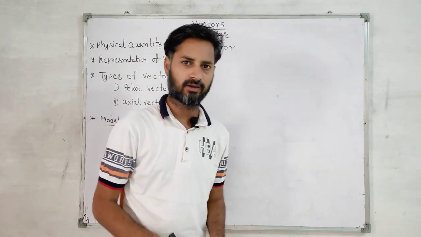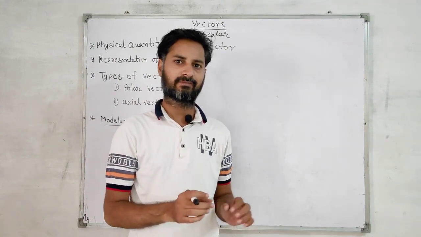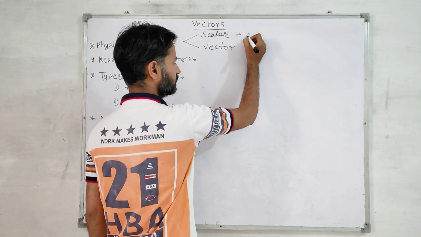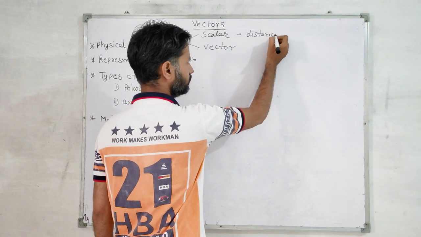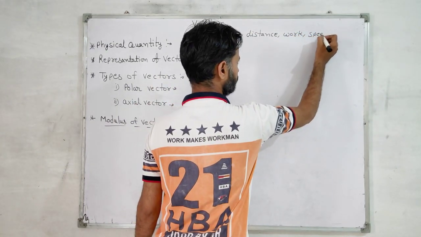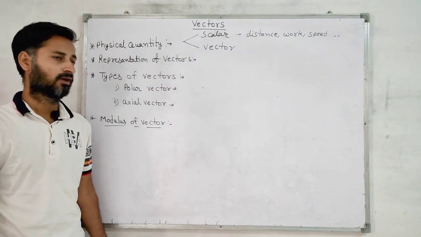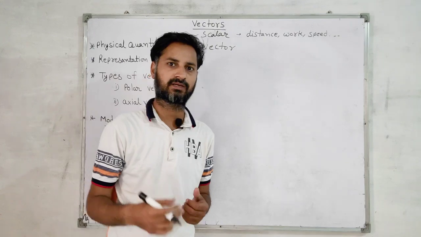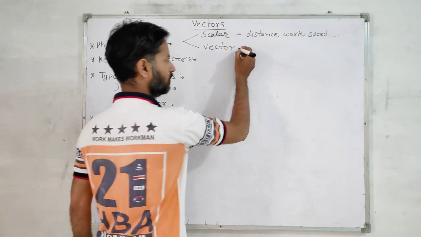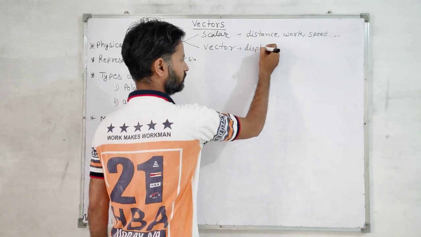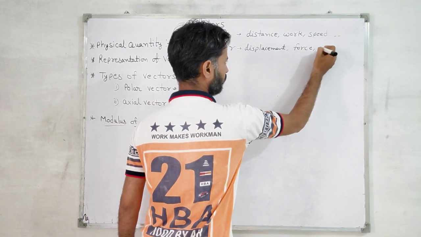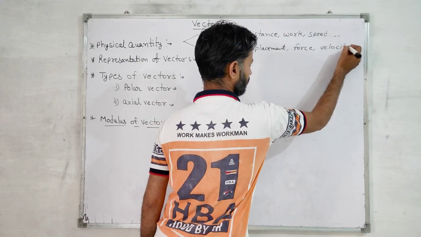Scalars are those quantities for describing which we only need magnitude. Direction is not required. For example, distance, work, speed, etc. And vectors are those quantities for representing which both magnitude and direction are required. For example, displacement, force, velocity, etc.